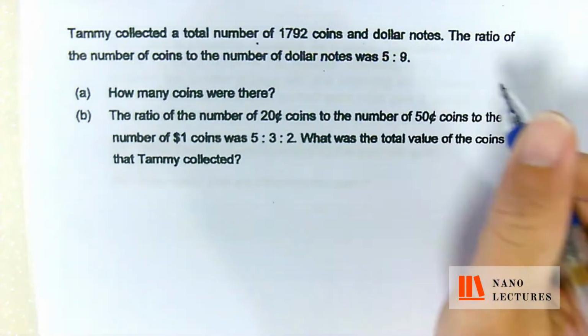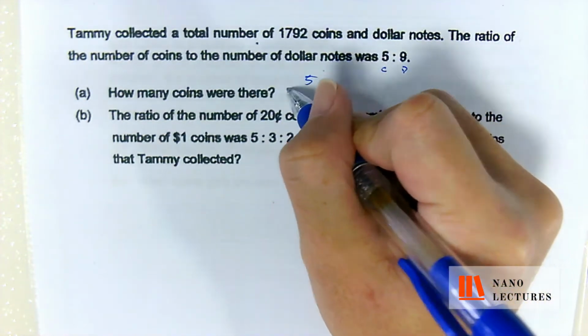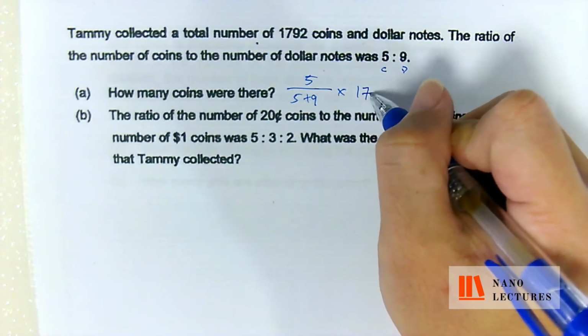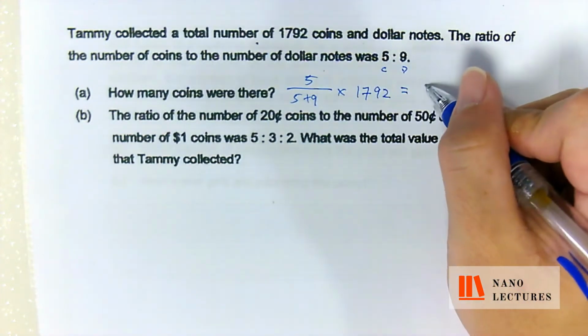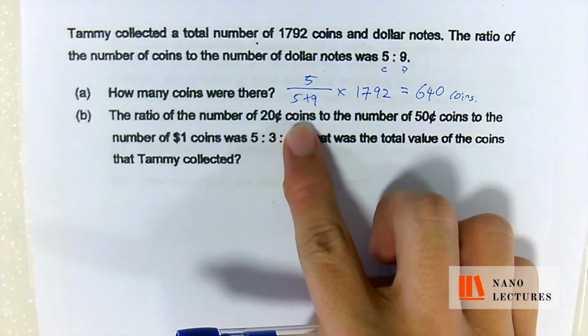Just use the ratio. Since this one is the coin, this one is the dollars, just take 5 over 5 plus 9 multiplied by 1792. And then this will just be a basic calculation, and it will give you 640 coins. Okay, so this one will be under ratio.